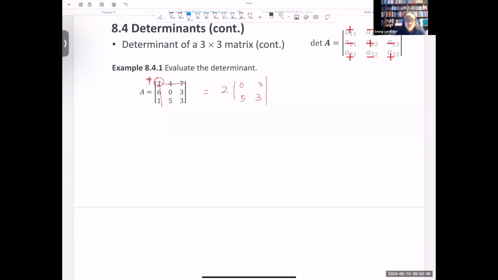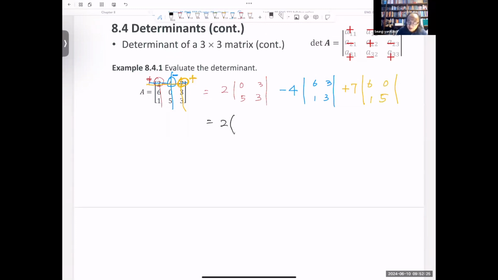You can go with row-wise or column-wise. You decide. I feel like going row-wise, so I'm going to pick the row. This one is minus. I'm going to say -4, and then cross this out. The leftovers are 6, 3, 1, and 3. Then the next one, this is the plus time, so +7, cross this out, leaving 6, 0, 1, 5.